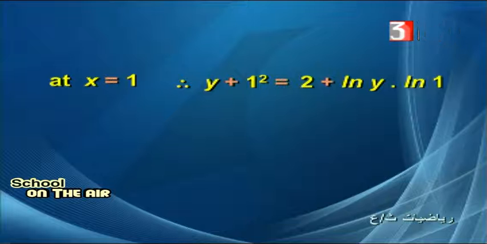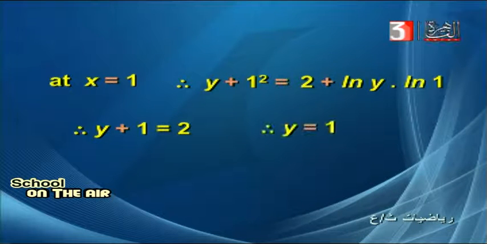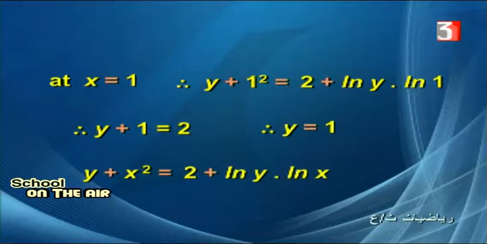Now at x equal 1, what is the value of y? We can substitute in the function of the curve. Then y plus x power 2, or y plus 1 power 2, equals 2 plus ln y times ln x, which equals ln 1. We know that ln 1 equals 0. Then y plus 1 equals 2, then y equals positive 1.